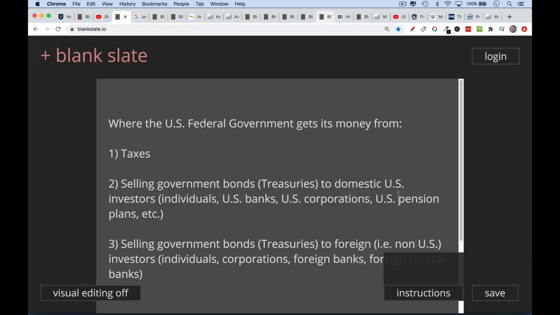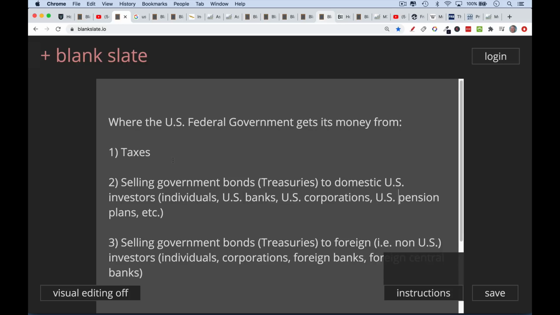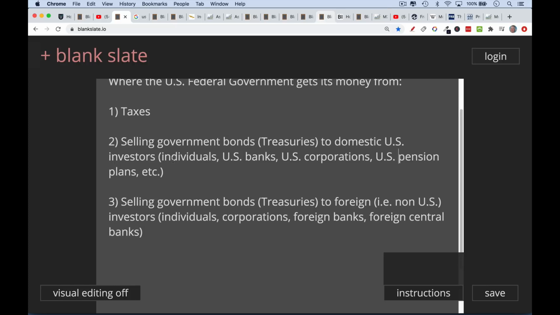So to begin with, we really need to ask ourselves, where does the US government get its money from? And I'm talking about the federal government. The main way, obviously, that they've traditionally gotten money for their spending is through taxes. The other two ways are selling government bonds, which are called treasuries. And you can sell these treasuries to domestic U.S. investors, which might be individuals or corporations or pensions, etc., or you can sell them to foreign investors, to non-U.S. investors, which might be central banks, it might be corporations or individuals. So these are the two main ways, basically taxing and borrowing. When the government sells bonds, it is borrowing from people and institutions.